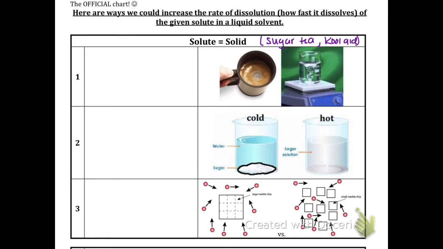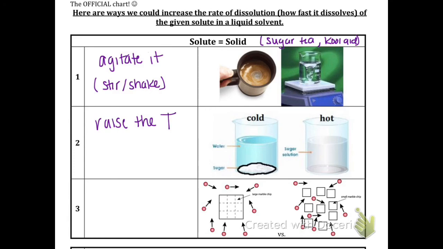The first one is you agitate it. What does agitating consist of? It means to stir or shake it. Like a protein shake, right? Also, you can raise the temperature. Basically, you're heating it up. Like if you are putting sugar in cold tea versus hot tea, the hot is always going to dissolve a lot faster, right? The sugar is going to dissolve faster. Okay, what else can we do?